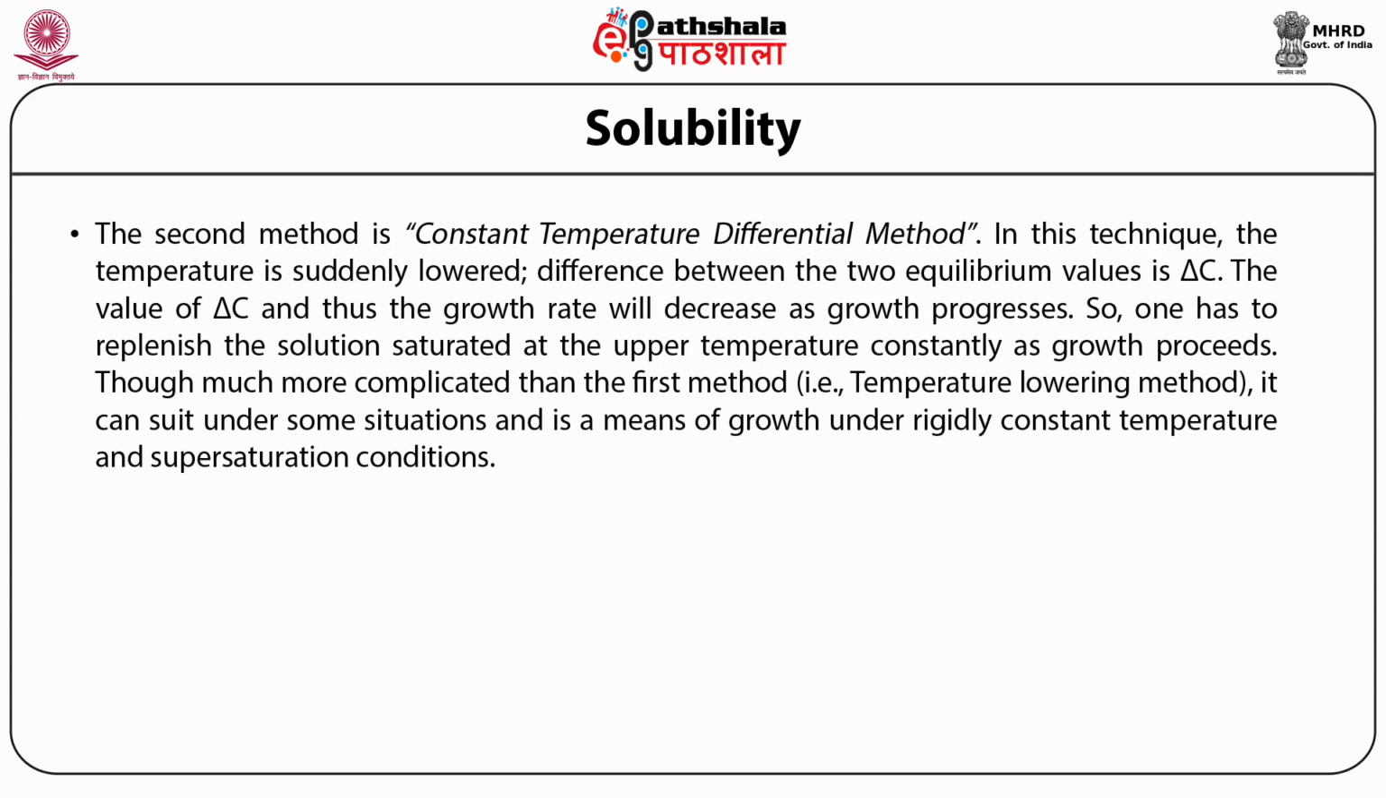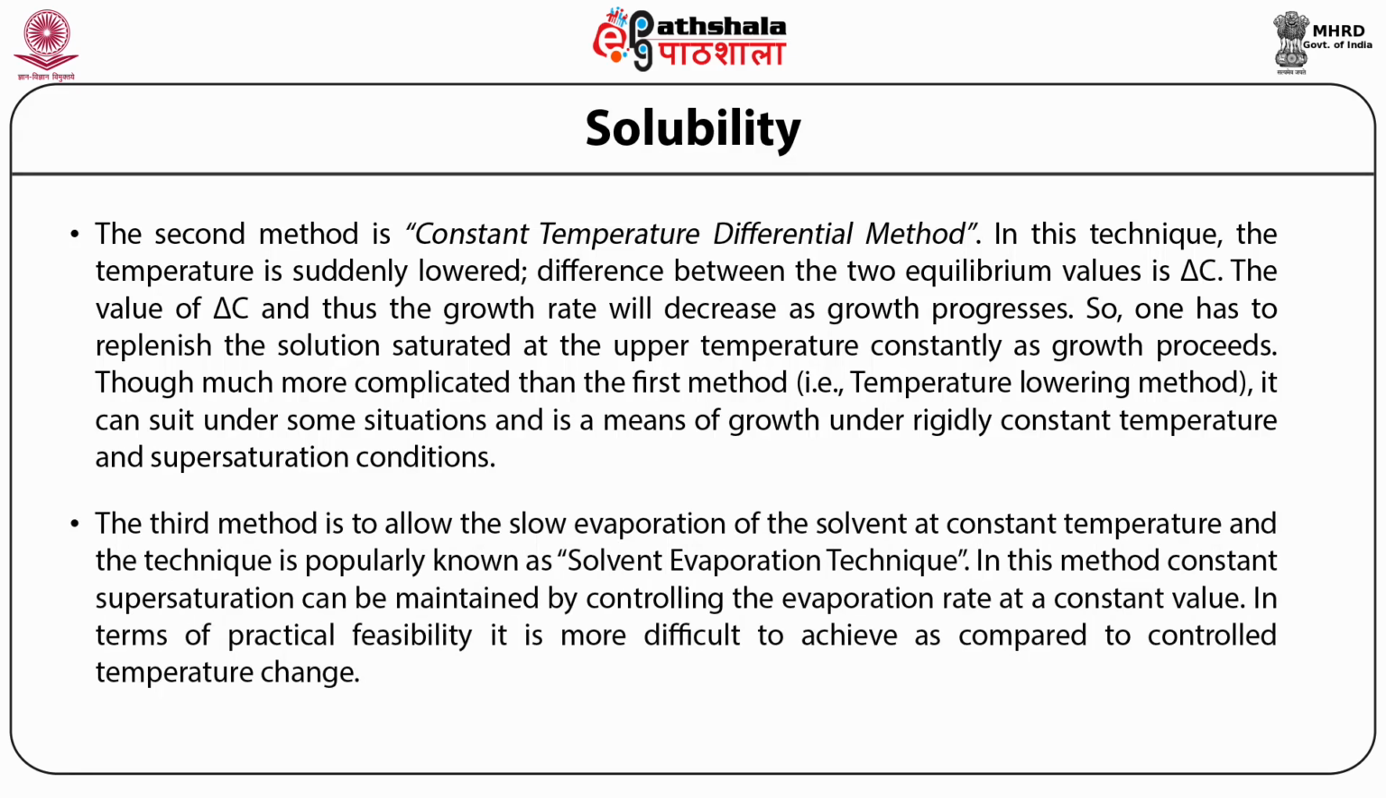The second method is the constant temperature differential method. In this technique, the temperature is suddenly lowered. The difference between the two equilibrium values is ΔC. The value of ΔC, and thus the growth rate, will decrease as growth progresses. So one has to replenish the solution saturated at the upper temperature constantly as growth proceeds. Though much more complicated than the first method, that is the temperature lowering method, it can still under some situations be a means of growth under rigidly constant temperature supersaturation conditions.